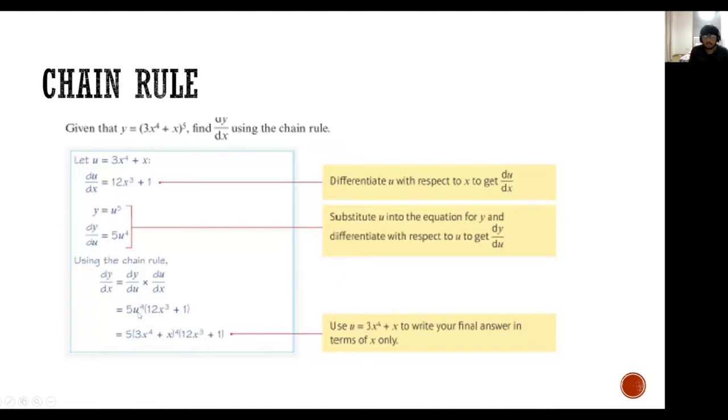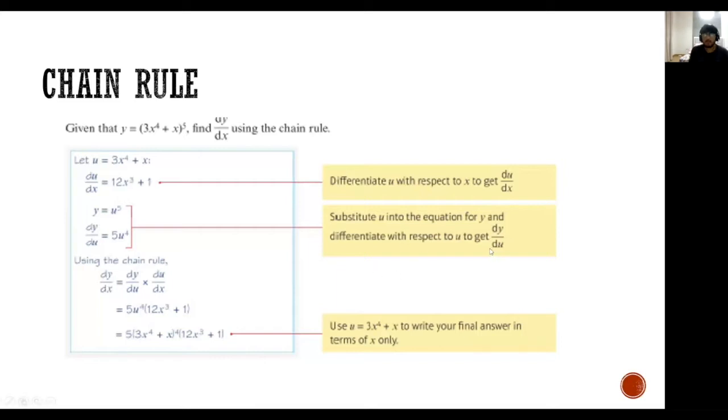Now we have to substitute u back into the equation. So earlier we said that u is equal to 3x raised to the power 4 plus x. Substitute that back into the equation. What you get is 5 into 3x raised to the power 4 plus x, all raised to the power 4, into 12x cubed plus 1. That is basically the chain rule.